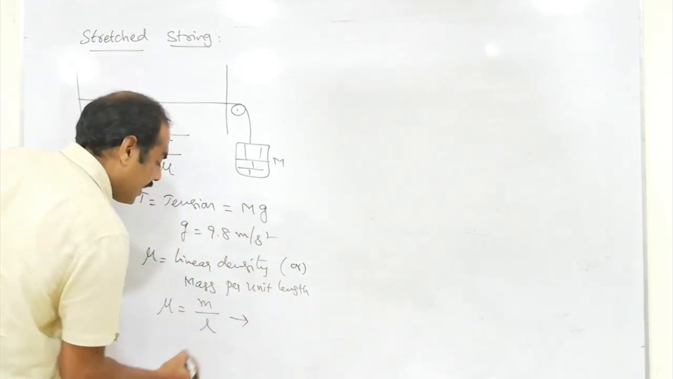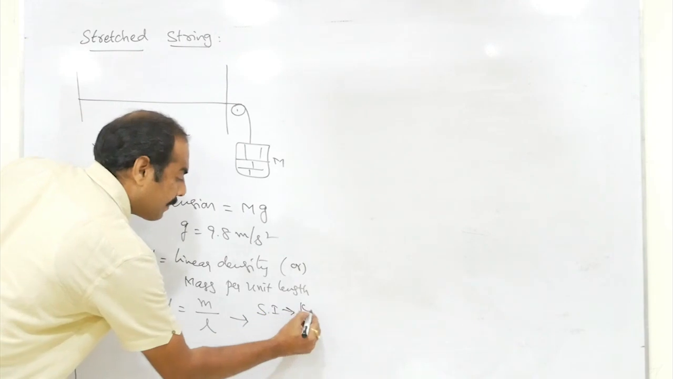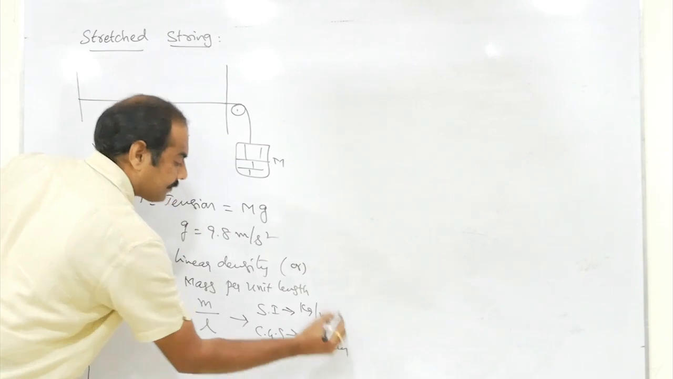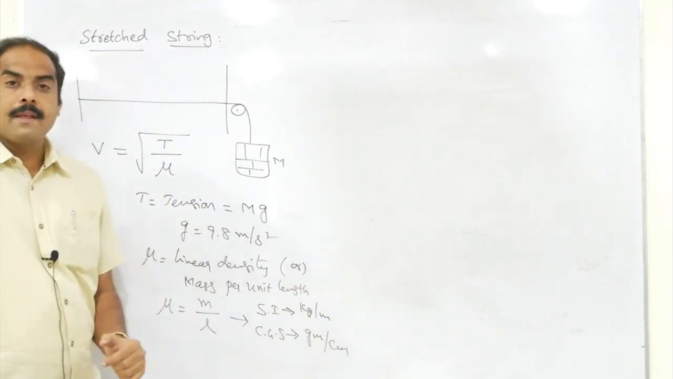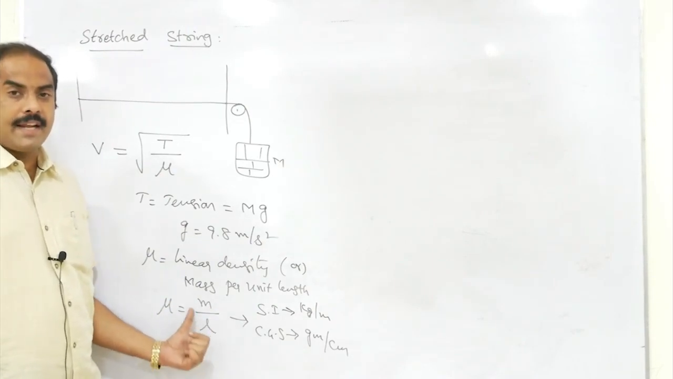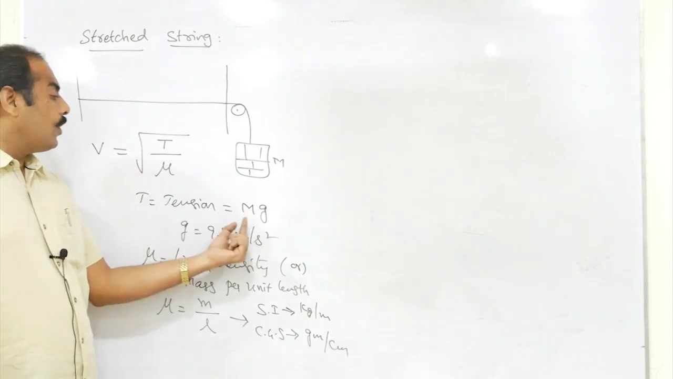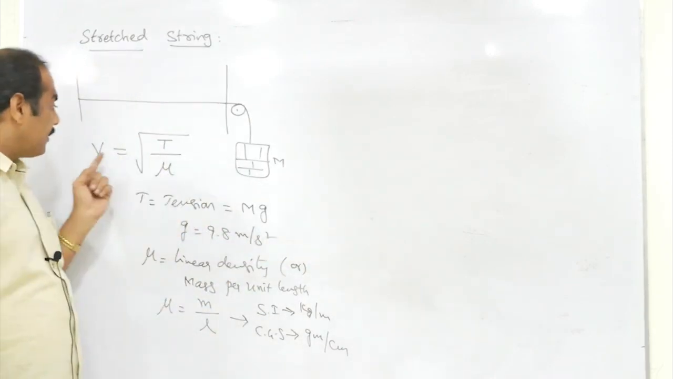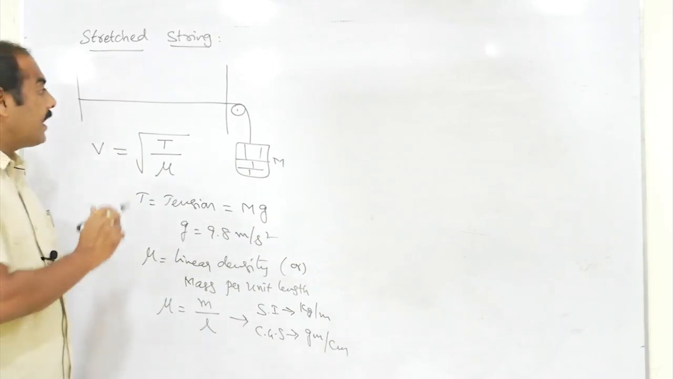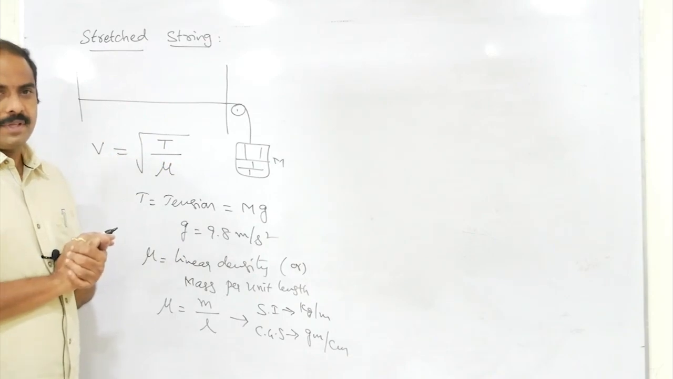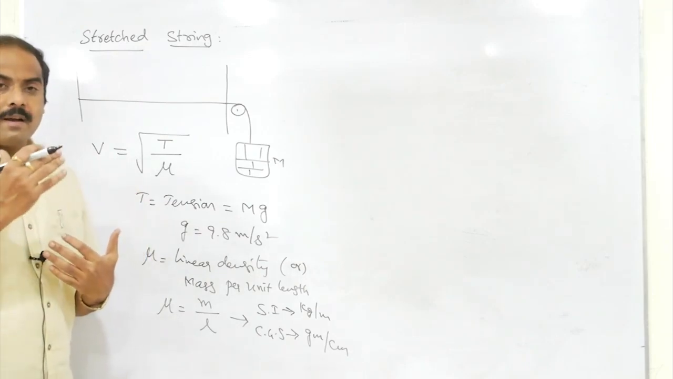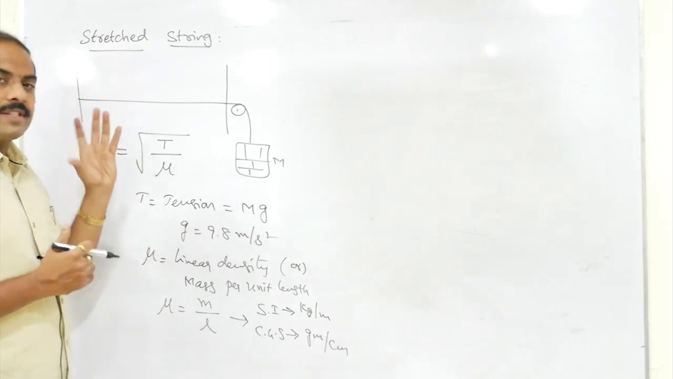What is the unit of this linear density? SI unit is kg per meter and CGS unit is gram per centimeter. Okay. So from this formula, linear density is equal to mass by length. We can calculate the linear density, and if you know the tension attached to the string, then we can calculate the velocity of the transverse wave along a stretched string. So we use this formula while calculating the harmonics and overtones in a stretched string.